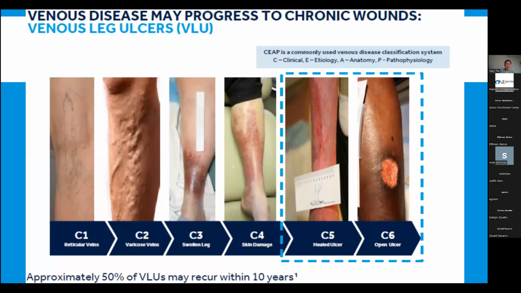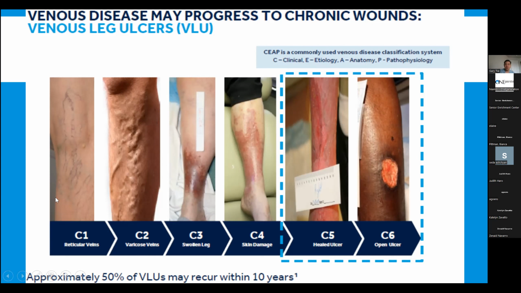So these are some pictures of the progression. Whenever I see my patients, I categorize them into the CEAP: C for clinical, E for etiology, meaning what's the cause, A for anatomy, where it is, and P for pathophysiology, was it because you had a deep clot before, was it because of pregnancy, other things like that. And as you can see, as you go up the scale number, it gets worse.